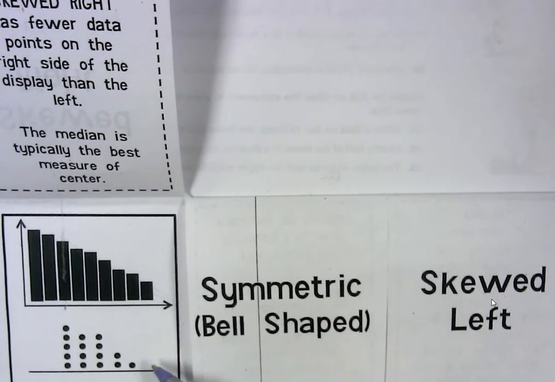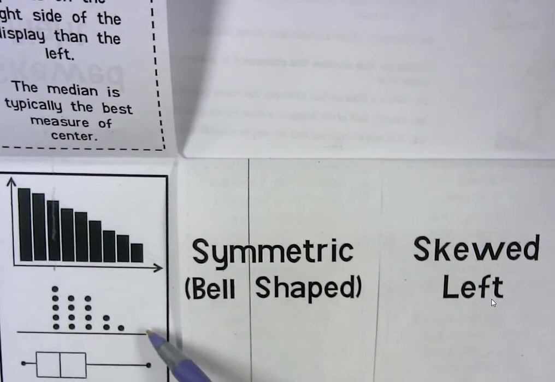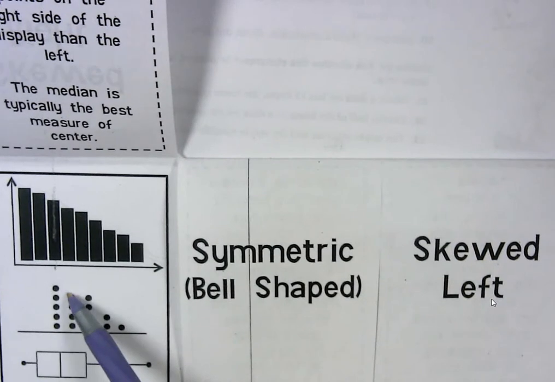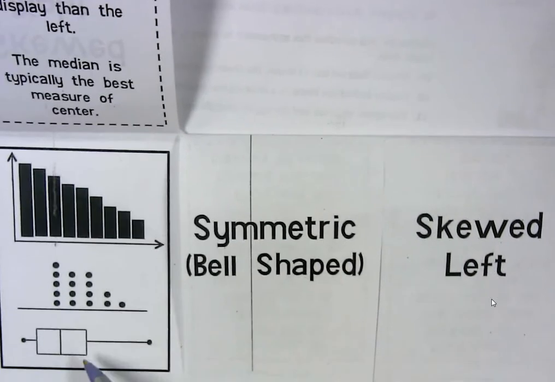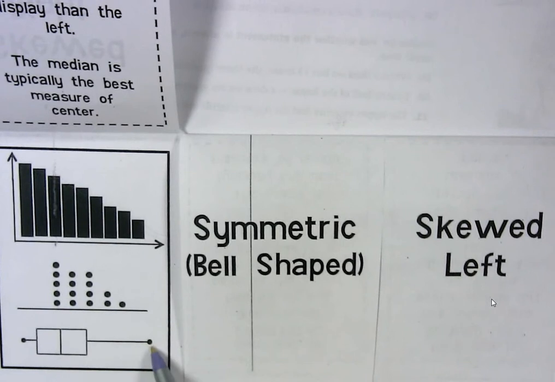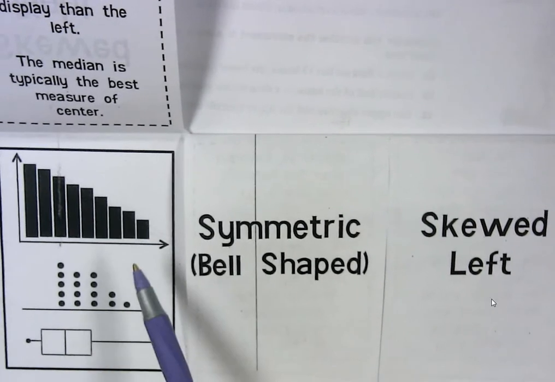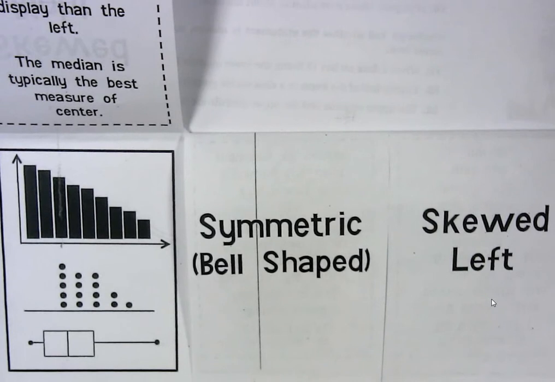And you can look at the dot plot as well. They started up high towards the left, and as you went to the right side, it got lower and kind of trailed off. And then the same thing for the box and whisker. The right whisker is longer, so it's going off towards the right. So if I was looking at this bar graph and trying to describe to you how it looked, I would say that this data is kind of skewed right. It starts off tall towards the left, and then as it goes to the right, it gets less.